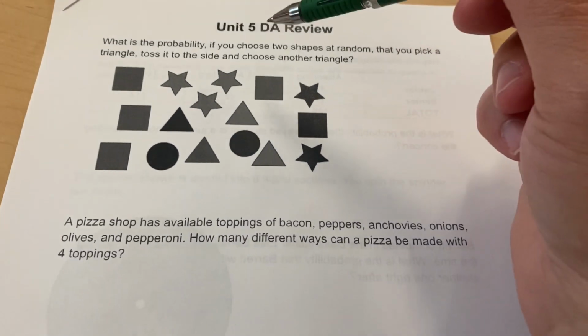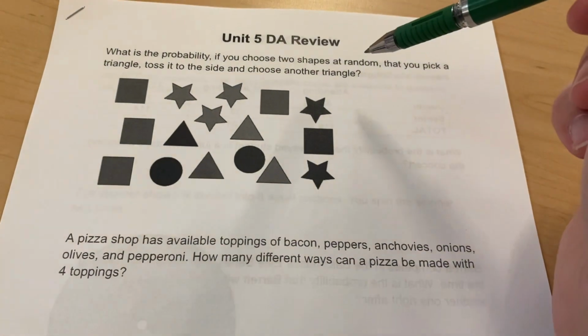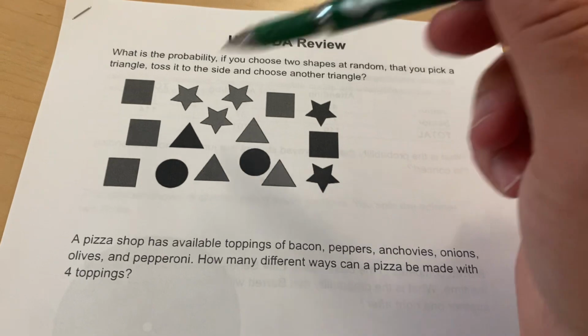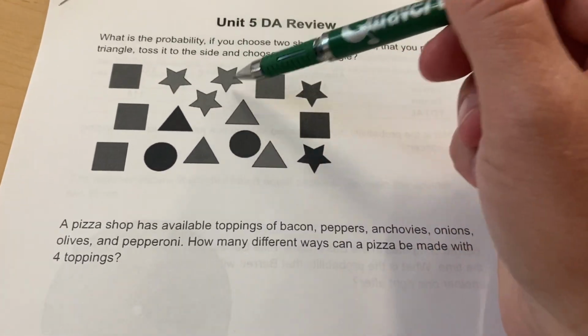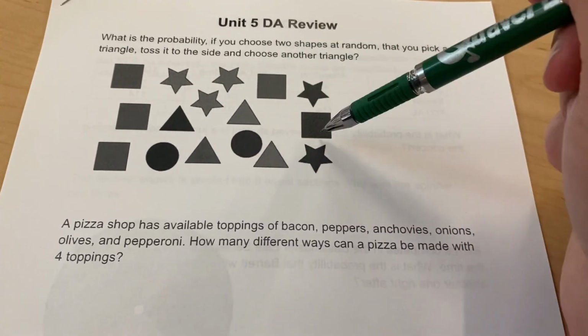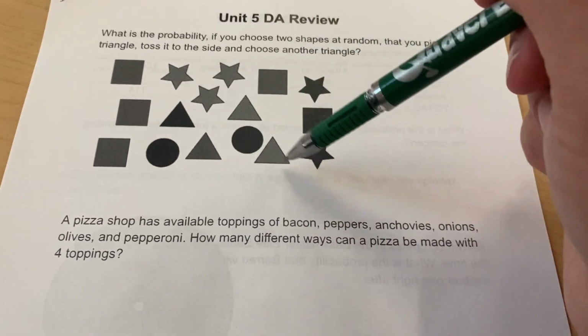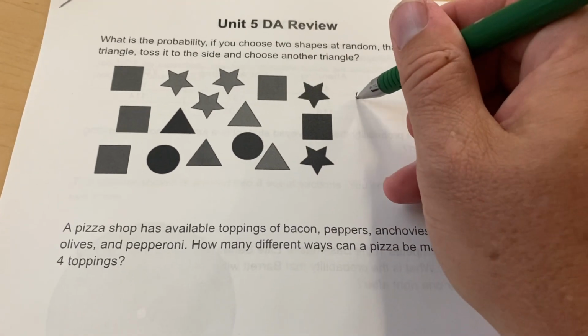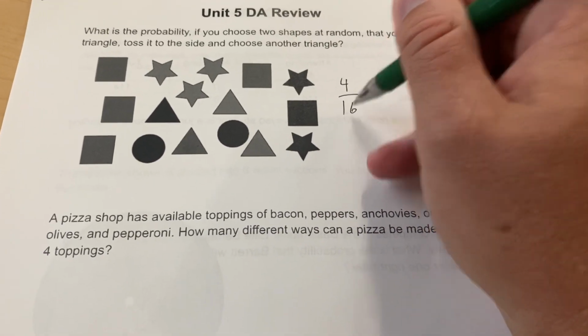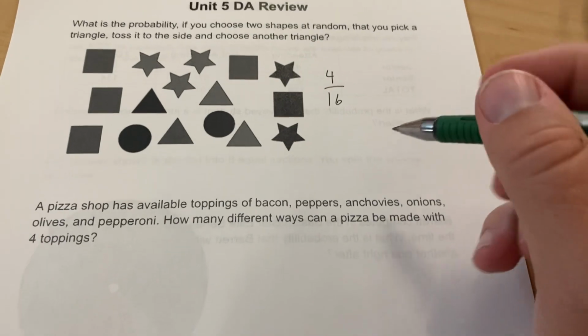Start off, we're doing mostly probability on this. What's the probability if you choose two shapes at random that you pick a triangle, toss it to the side, and choose another triangle? So we count the shapes. We got 1, 2, 3, 4, 5, 6, 7, 8, 9, 10, 11, 12, 13, 14, 15, 16 shapes. And 1, 2, 3, 4 of them are triangles. So on that first one, it's 4 out of 16 for the number of triangles.